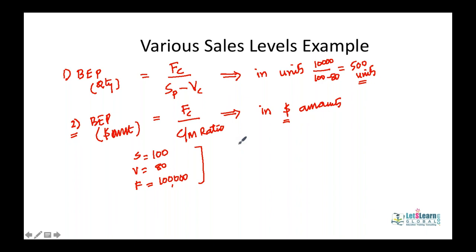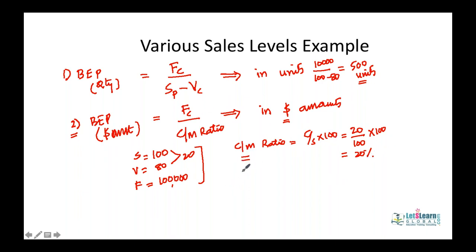So first, you need to calculate the contribution margin ratio. Contribution margin ratio equals contribution divided by sales times 100. Contribution, you can see here, is $20, S minus V. So 20 divided by sales, 100, multiplied by 100 to get the percentage, which is 20%. So the contribution margin ratio is 20%.